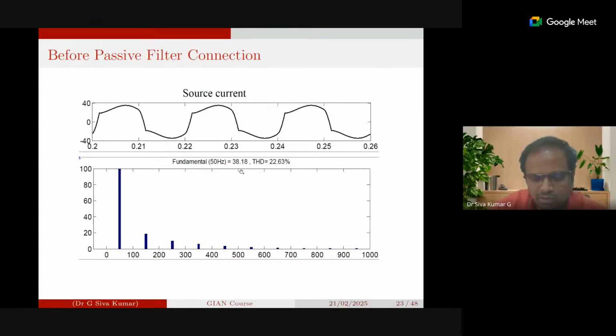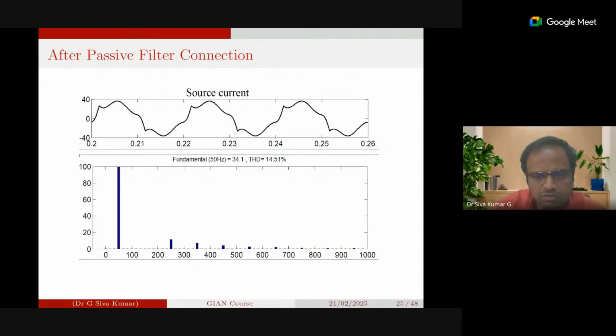The reduction of the fundamental reactive current is because the passive filter is designed to support the reactive power also. Because of that, you have around 34.1 over here. With this, you can understand how the passive filter is used in this system to eliminate the third harmonic. I'm highlighting that passive filters eliminate the third harmonic, and the reactive support can also be used in your microgrid.